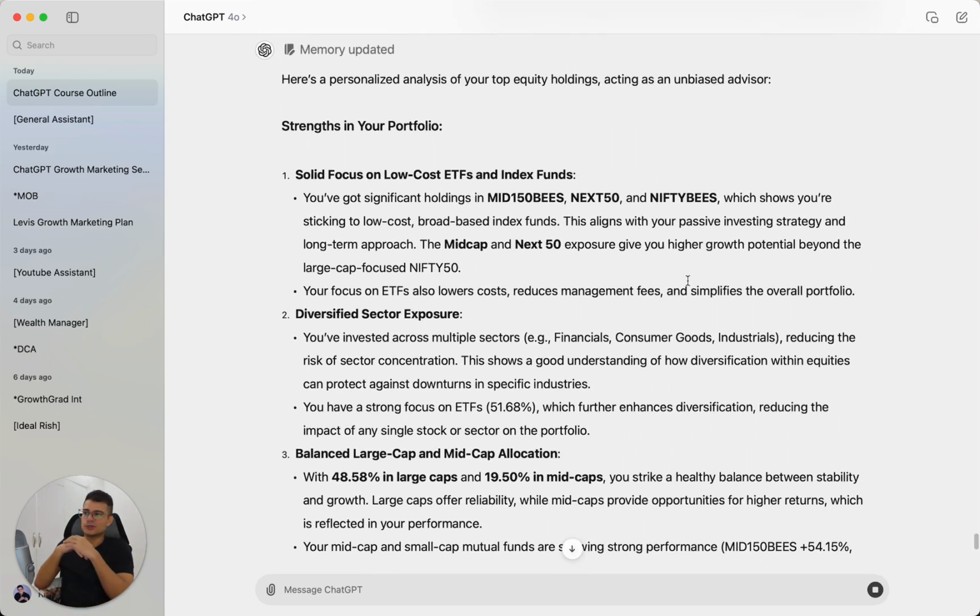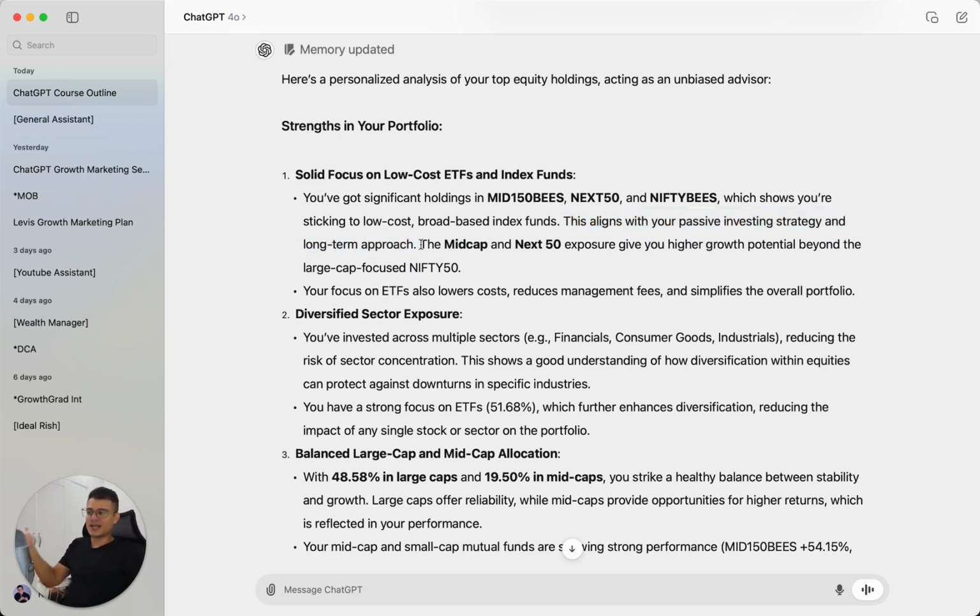Strengths in your portfolio. Solid focus on low-cost ETFs and index funds. You've got significant holdings in mid-cap 150, next 50, and Nifty 50, which shows you're sticking to low-cost, broad-based index funds. And that's exactly my passive investing strategy. This aligns with your passive investing strategy and long-term approach. I like that.